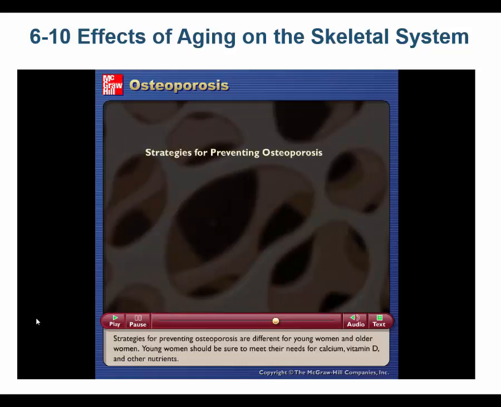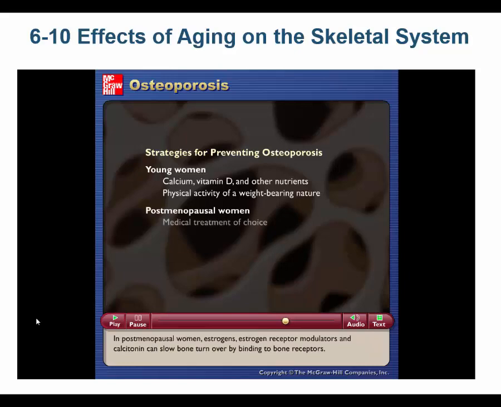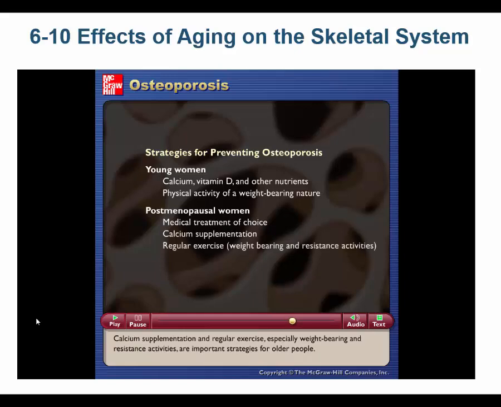Strategies for preventing osteoporosis are different for young women and older women. Young women should be sure to meet their needs for calcium, vitamin D, and other nutrients. Physical activity of a weight-bearing nature is also important to maintain bone mass. In postmenopausal women, estrogens, estrogen receptor modulators, and calcitonin can slow bone turnover by binding to bone receptors. Calcium supplementation and regular exercise, especially weight-bearing and resistance activities, are important strategies for older people.